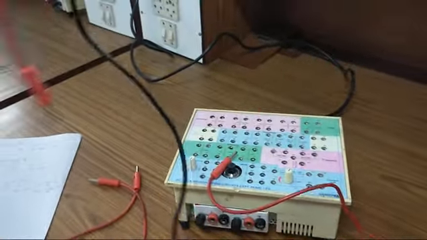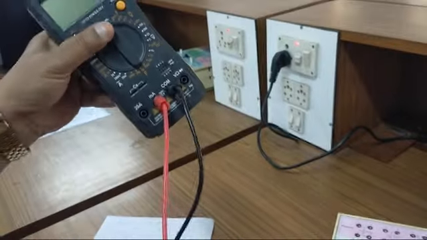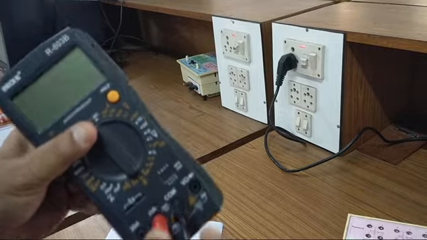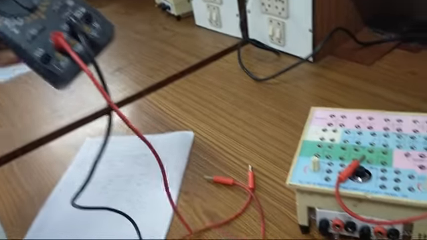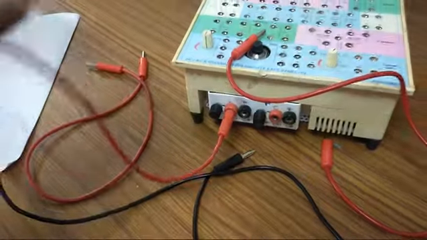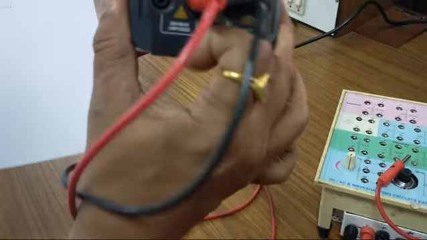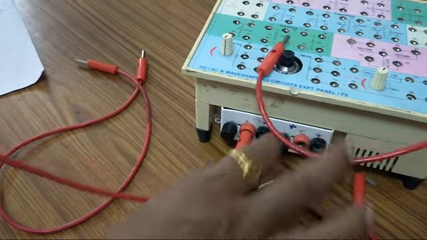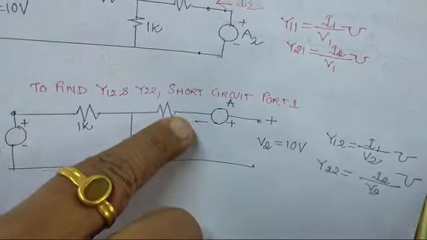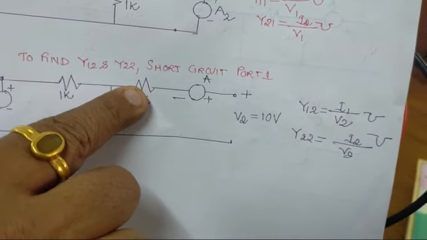Now, this is the multimeter which we will use. This positive end of the supply is connected to the positive end of the multimeter. This end is connected to this end. Next, the negative end of this ammeter is connected to 1K. Which is the 1K? Negative end is connected to 1K.